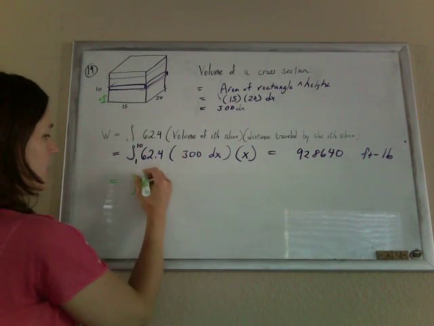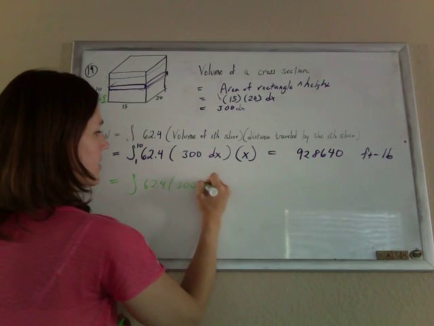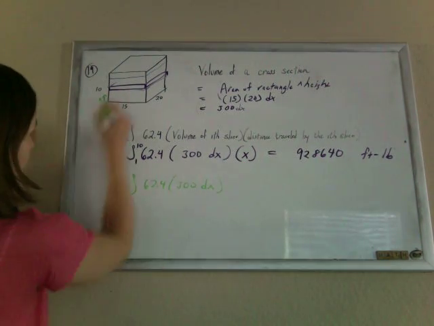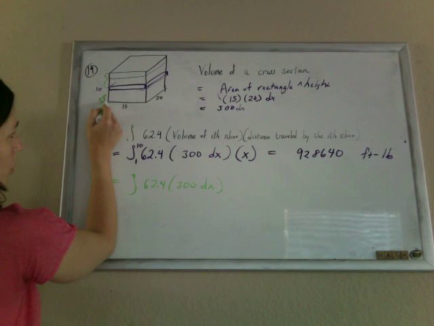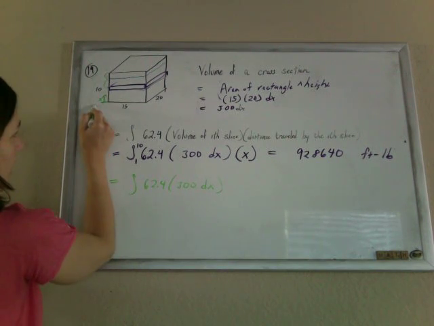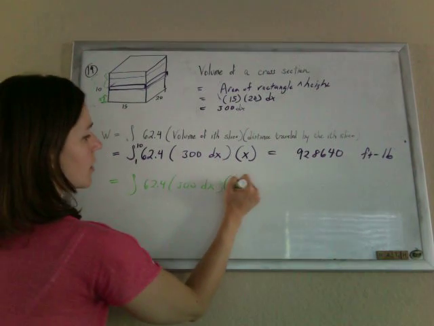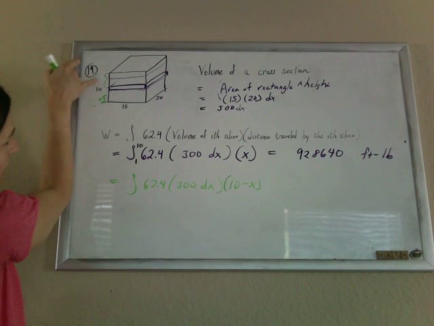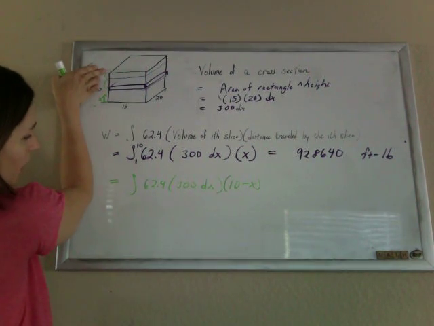You still have the 62.4. You still have the area of the ith section being 300 dx. But the distance traveled for this cross section here is this length there, and that's not x anymore. And it's not the full 10. This distance is 10 minus the x. So that distance is the full 10, take out the x, that gives you the distance that this section has to travel to get up to the top.